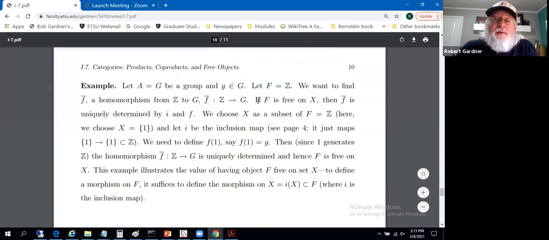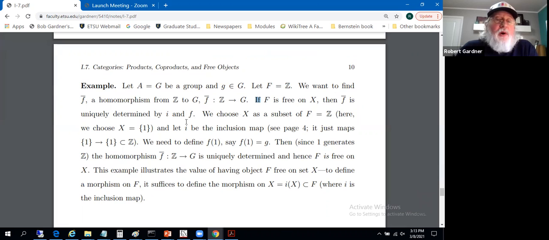If object F is free on non-empty set X, then F bar is uniquely determined by I and F. That was the definition of free on set X. So we're going to choose X as a subset of the group of integers. Here we're just going to take X to be the integer 1. By the way, that generates the integers as an additive group.